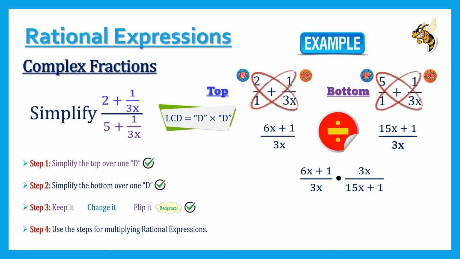And remember, as long as there's a factor or a term in the bottom that is also in the numerator, they cancel each other. It doesn't matter in which expression. And if I take a good look, there's a 3x in the first denominator, and there's a 3x in the second numerator. So they cancel. Now I'm left with 6x plus 1 over 15x plus 1. And that's your final answer.